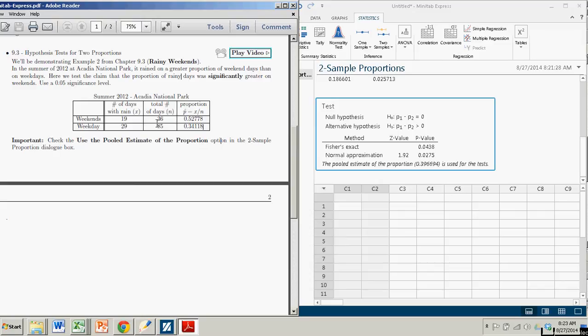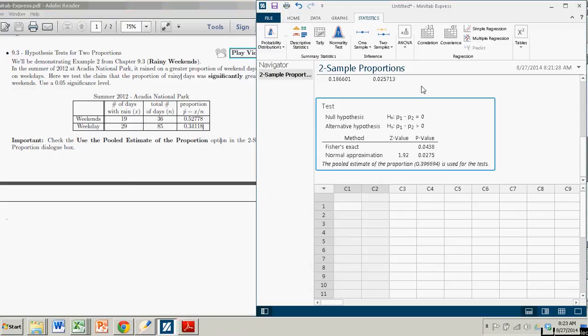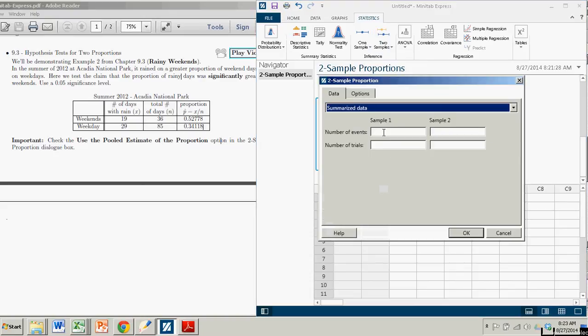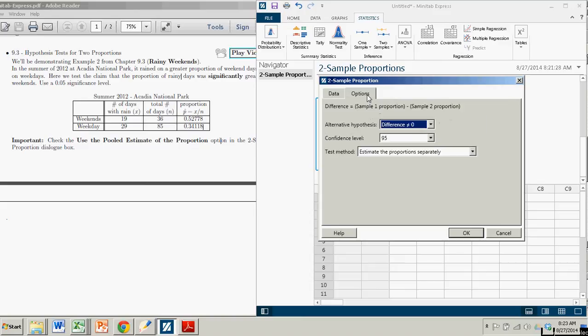Okay, so that was a little diversion. Doing the test, again, in Minitab Express, you go two samples, proportions. You enter the summarized data: number of successes, number of trials, number of successes, number of trials. Go to your options. It's either a two-tailed, left-tailed, or right-tailed test. And remember to switch estimate the proportion separately over to use the pooled estimate of the proportion. All right, and that should get you there.